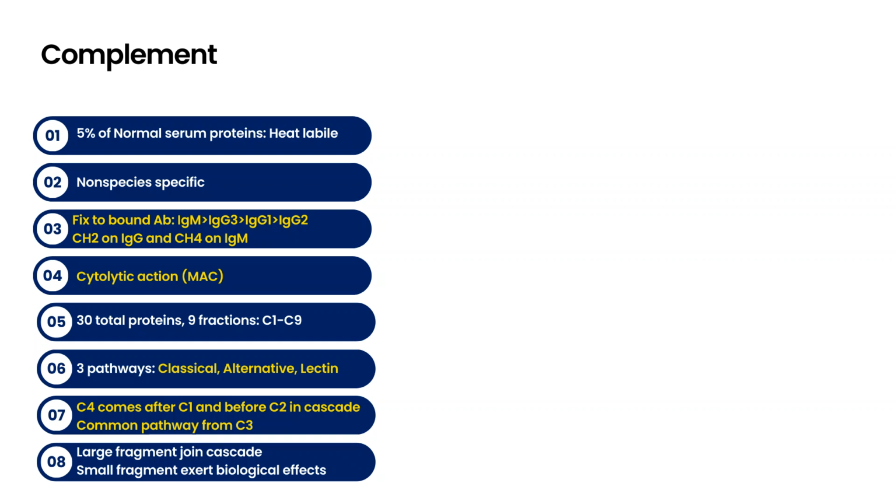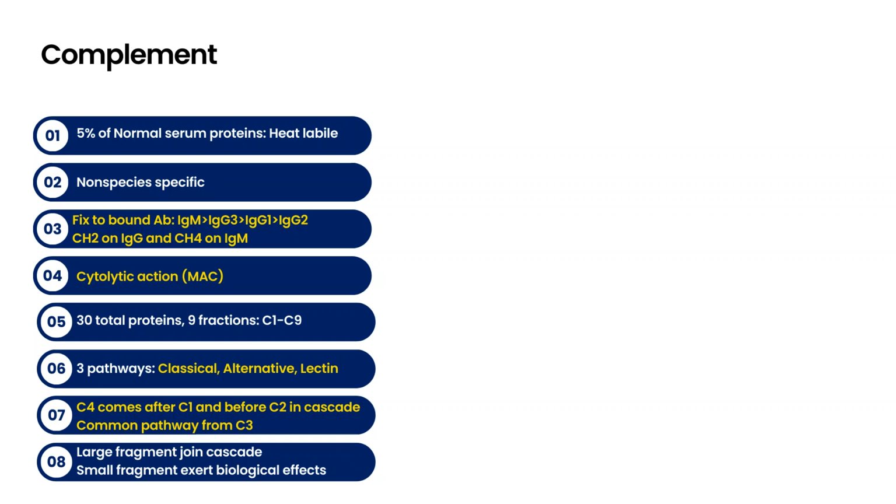I hope some of you are struggling to remember these pathways, but this rule, which is in point number 7, is very important. And if you can remember this, then you have mastered all these pathways. I will come to this rule again once we discuss all the pathways. That is, C4 comes after C1 and before C2 in the cascade. And the goal is to form the common pathway from C3.